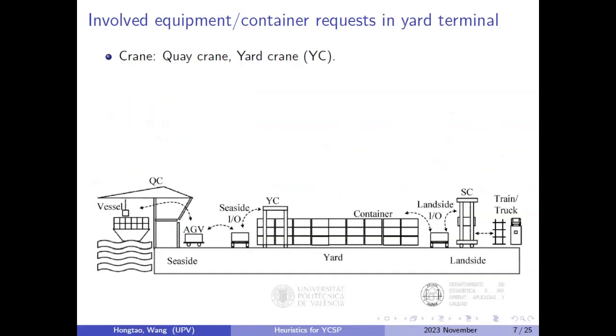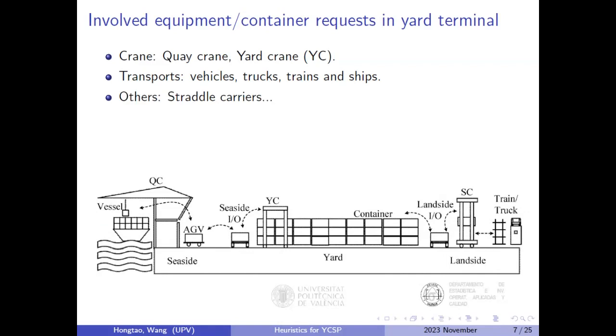Here is a very brief picture of the yard terminal. Here we have a quay crane, and here is the yard crane. That's what we focus on. Here we have some vehicles and also input outputs. This is our input output, and this is another one, located on both sides, seaside and land side. In the middle is the yard, and we also have some other vehicles like straddle carriers, like this.